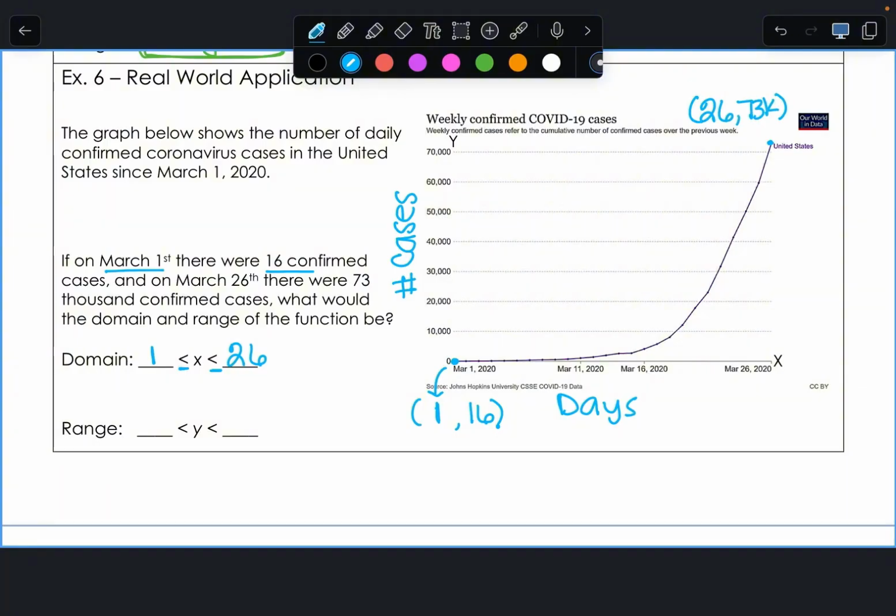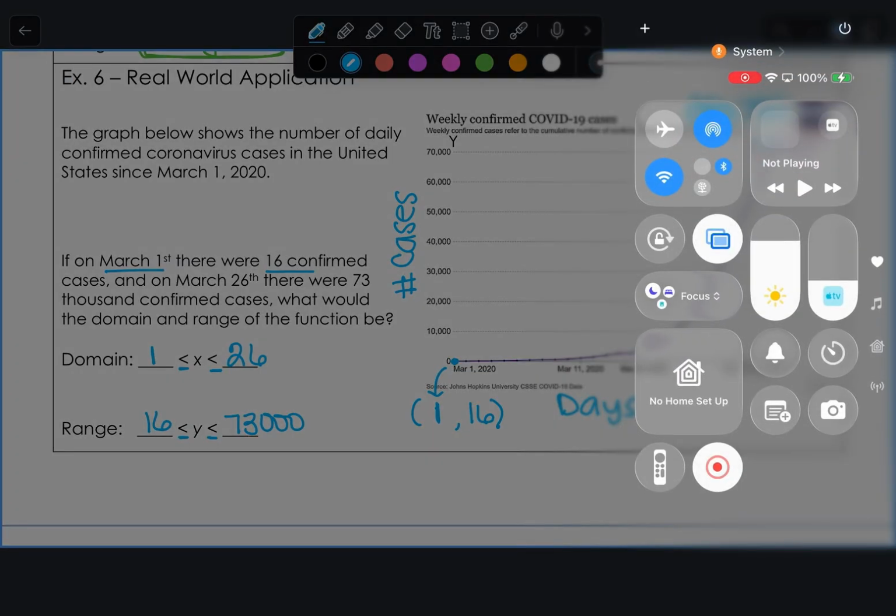What about the range? What's my smallest y value? 16. Underline. And then the highest? 73,000. Yeah, 73K. So what does my range represent? The number of cases. We went from 16 cases to 73,000 cases in that month of March. Questions?